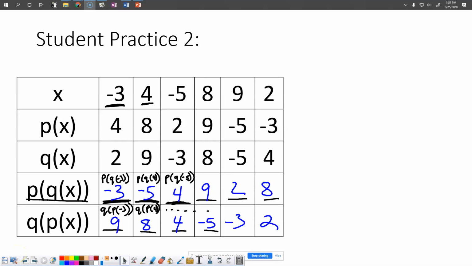All right, and there's our solutions. Go ahead and study that if you feel you need to. And then we'll go ahead and move on to our next problem.